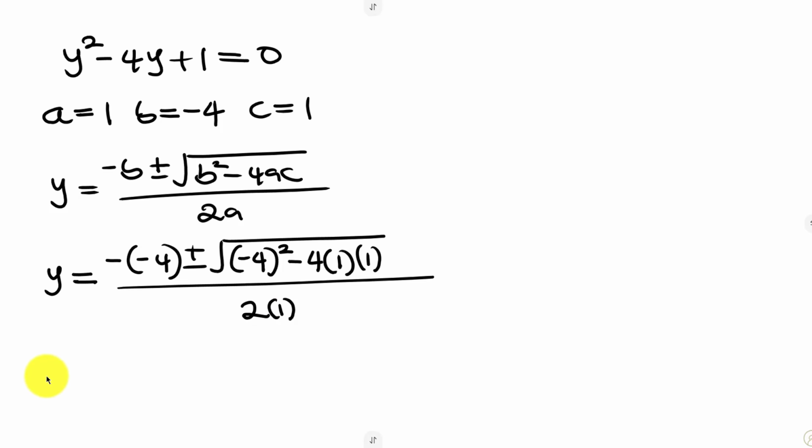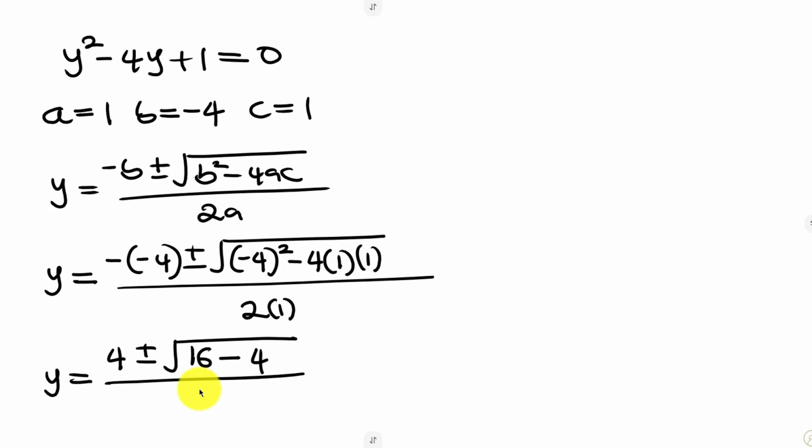So this simplifies into y equal to negative times negative is positive, so we have 4 plus or minus the square root of negative 4 squared is 16 minus 4 times 1 times 1, that is 4, all over 2 times 1 is 2. So simplifying further, y will be 4 plus or minus the square root of 16 minus 4 is 12, all over 2.